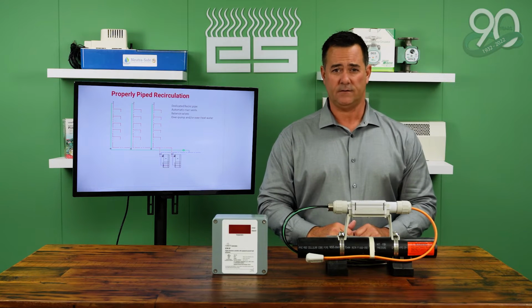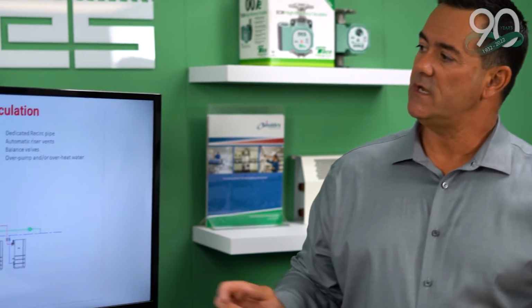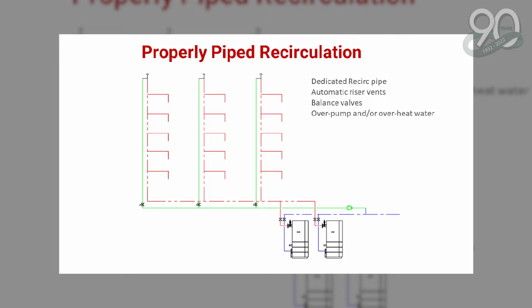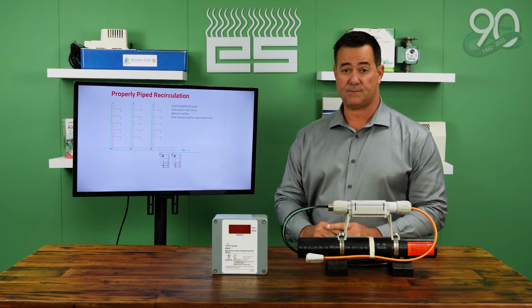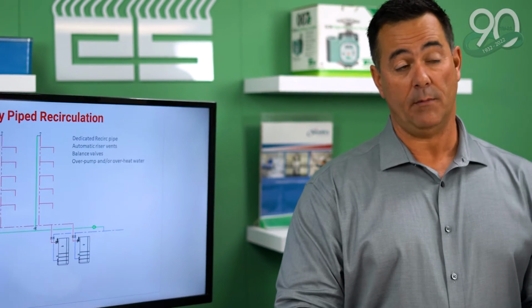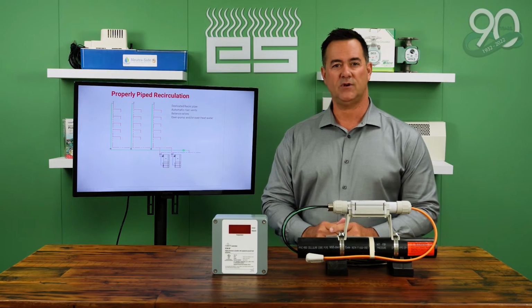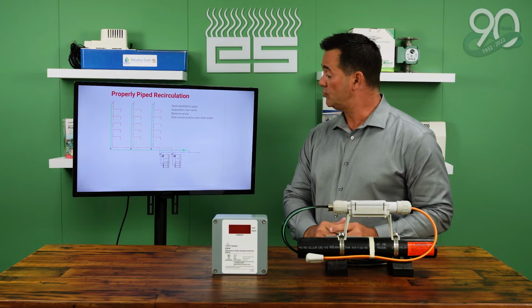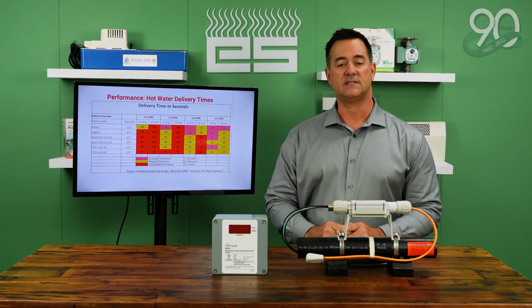So why use HWAT? In this diagram here, we can see a properly piped recirculation system. It has a dedicated recirc pump, automatic riser vents, and balancing valves. These prevent many challenges for engineers, especially in high-rise applications, mostly because balancing these systems can be problematic. We also have to worry about over-pumping or overheating the water that's being returned to the water heater. As we know, water heaters work much more efficiently and condense much better when introduced with colder water at the source.